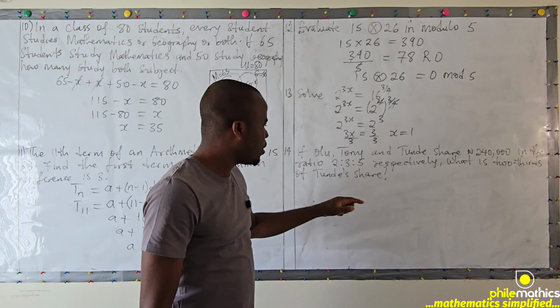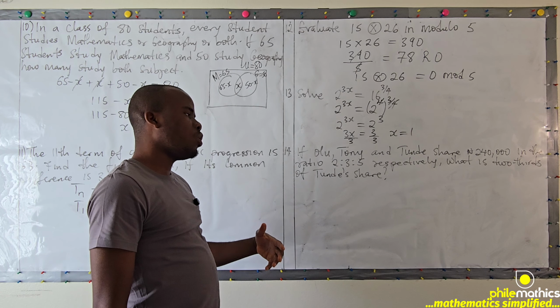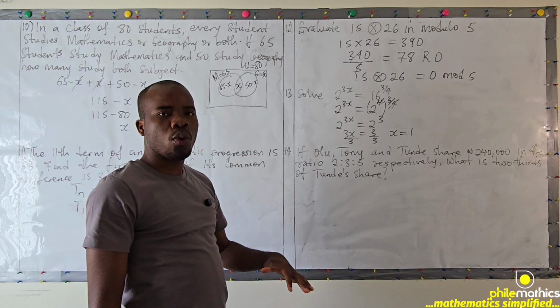Question 14 says if Olu, Tony, and Tunde share 240,000 in the ratio of 2:3:5 respectively, what is 2/3 of Tunde's share? So this is under ratio. You want to get what Tunde's share is first before you go ahead to find 2/3 of his share. How do we get Tunde's share? It's simply the ratio of Tunde, the last person, over the total ratio, times what they are sharing.